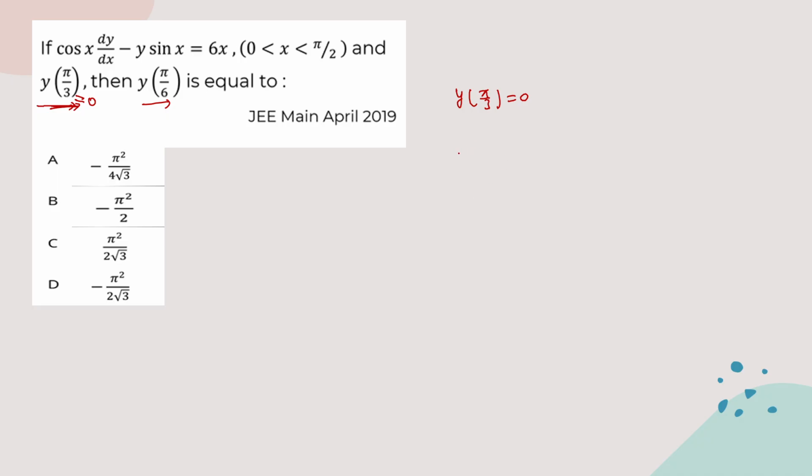Yes, tell me, you were saying something. Correct, correct, correct. This is simple only, right? So we will do one thing. First of all, I'm writing the question: cos x into dy by dx minus y into sin x is equal to 6x. We will divide by cos x on both sides.